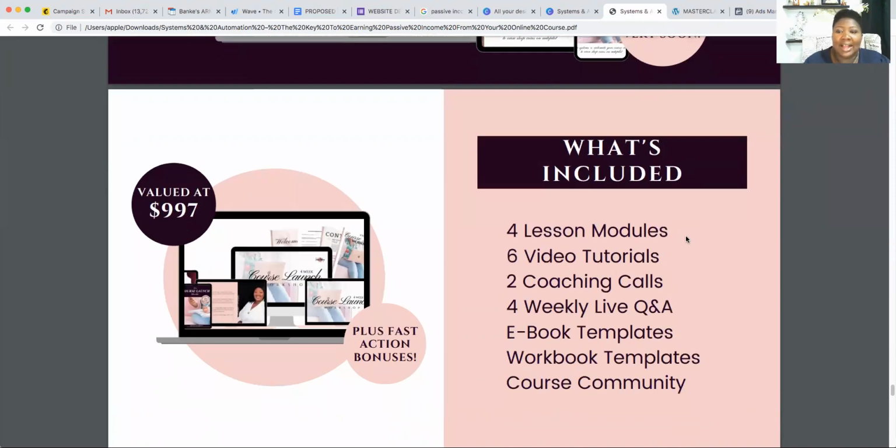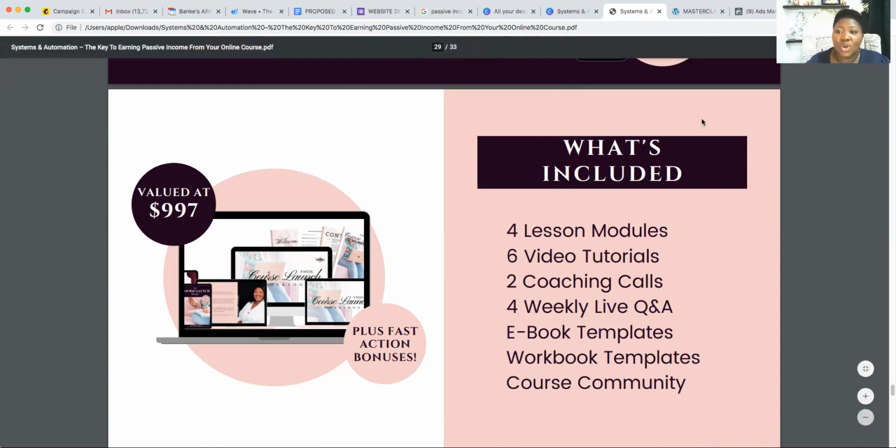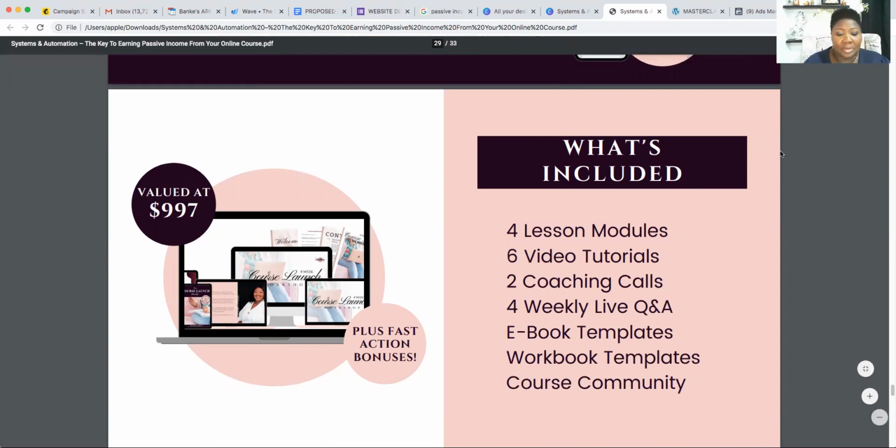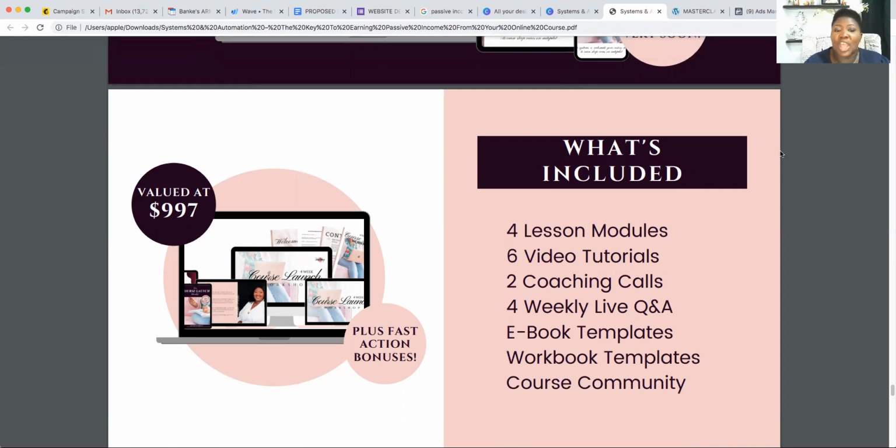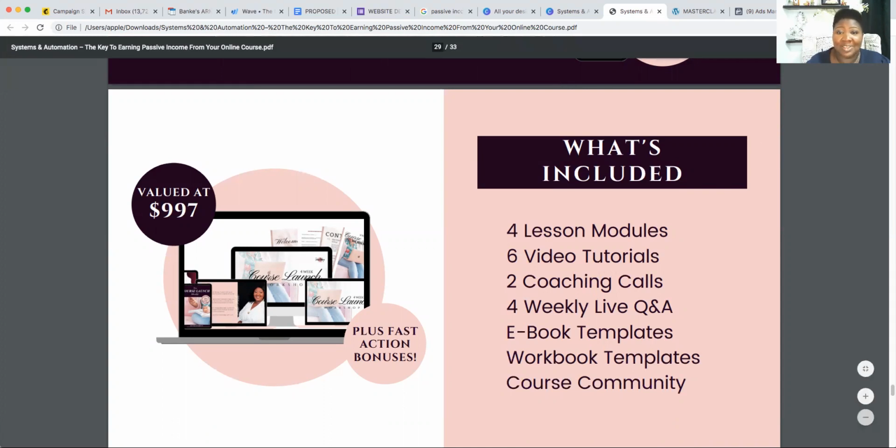For this course launch workshop, we would have 4 lesson modules, each of them covering 4 important aspects of the course launch process. The first one is how to package and design your online course. Number 2 is course platforms explained and demystified. Number 3 is the checkout pages and payment processors. And number 4 is the sales and the marketing. That basically covers everything that you need.